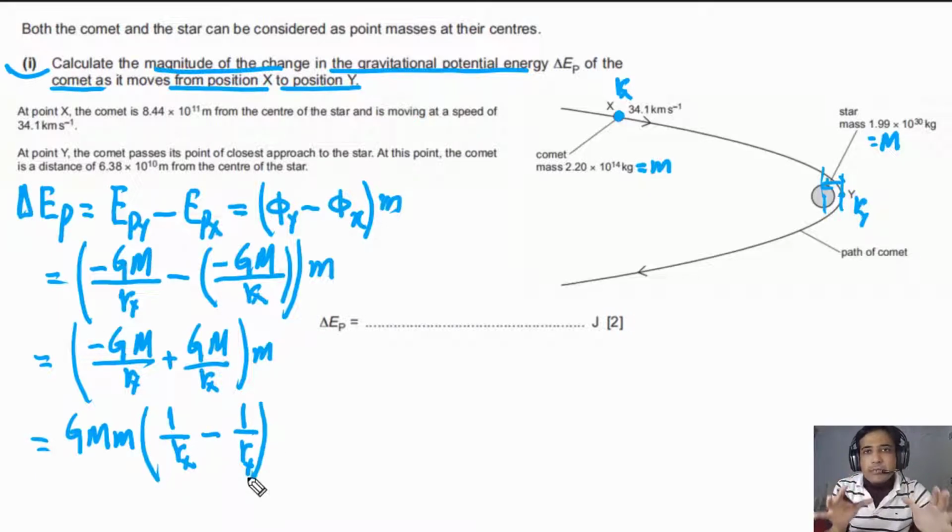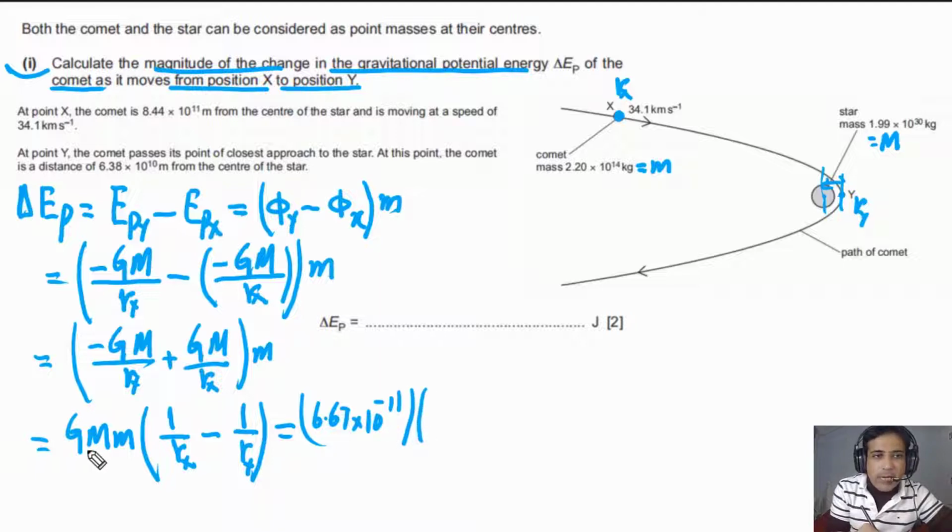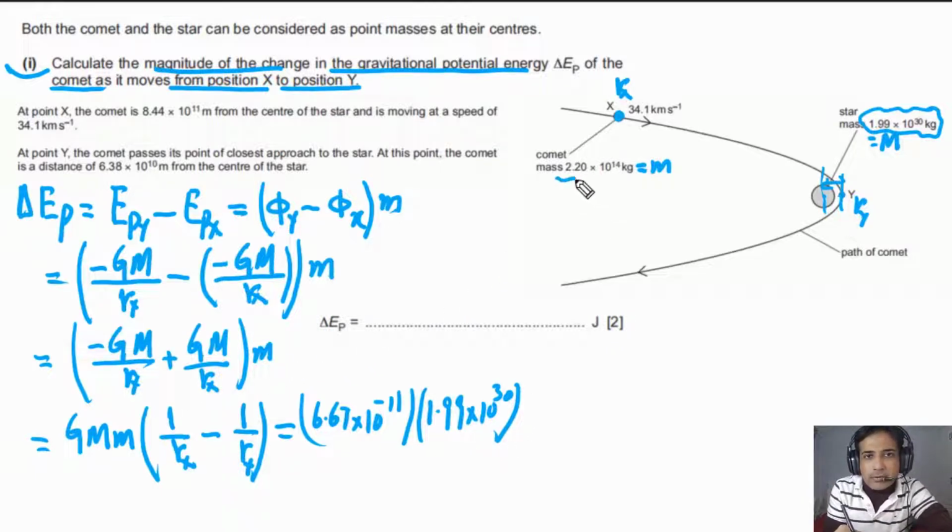We need to plug in values. That's all we need to do now. In this case, the value of G is equal to 6.67 times 10 to negative 11, and this has to be multiplied with the mass of the star, and the mass of the star is given here. So this is the mass of the star, that is equal to 1.99 times 10 to 30 kgs, and small m is the mass of the comet. Mass of the comet is 2.20 times 10 to 14, and we have to multiply this one with 1 over rx.